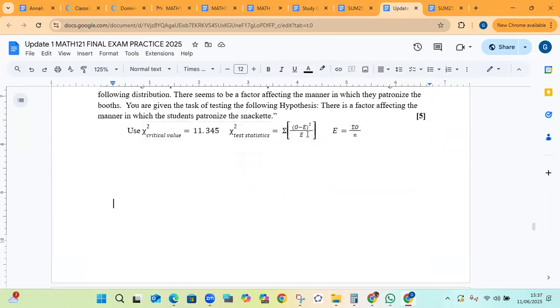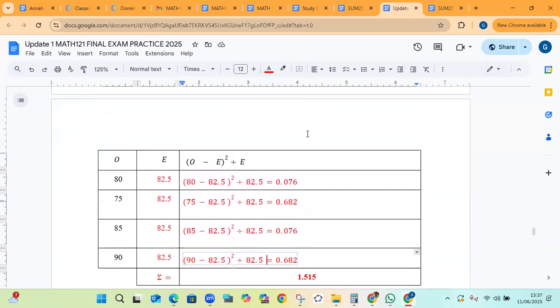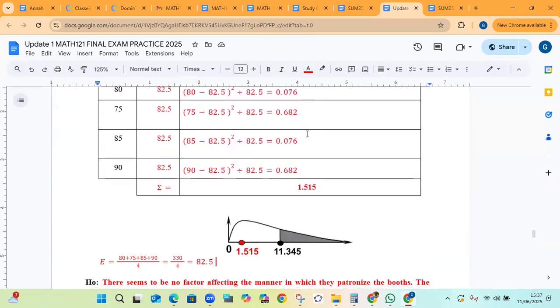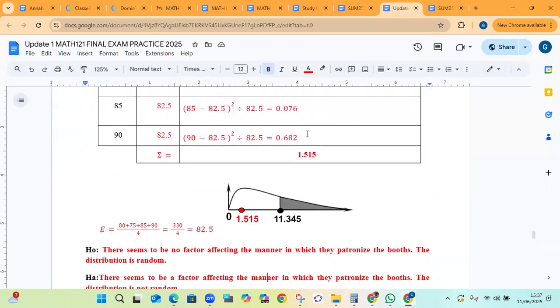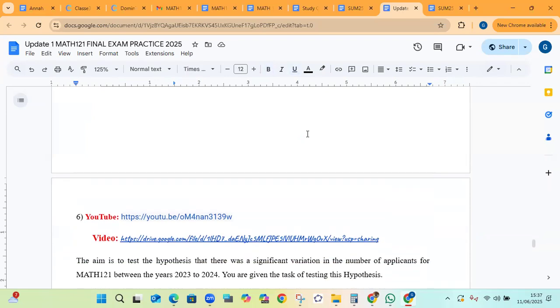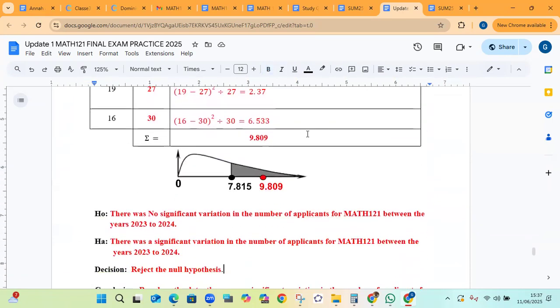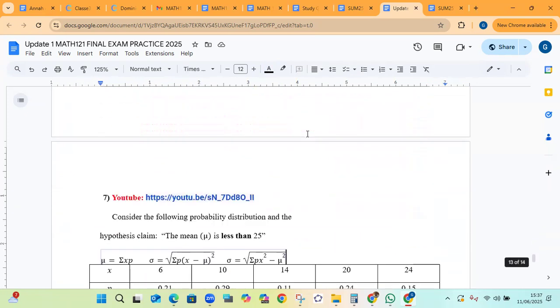For randomness, you have to calculate E, but for variation, you don't have to calculate E, and then the rest of the steps is very much identical. So there is no chi-square test for no association. Don't invest time practicing chi-square test for no association. It will not be in the test. Focus on what is there.